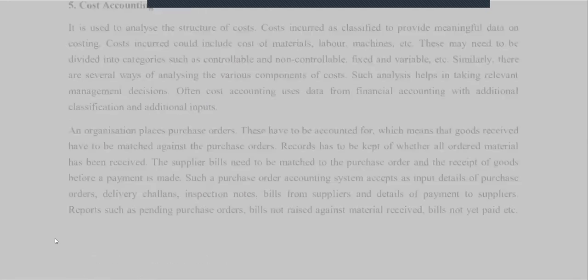5. Cost accounting. It is used to analyze the structure of costs. Costs incurred are classified to provide meaningful data on costing. Costs incurred could include cost of materials, labor, machines, etc. These may need to be divided into categories such as controllable and non-controllable, fixed and variable, etc.